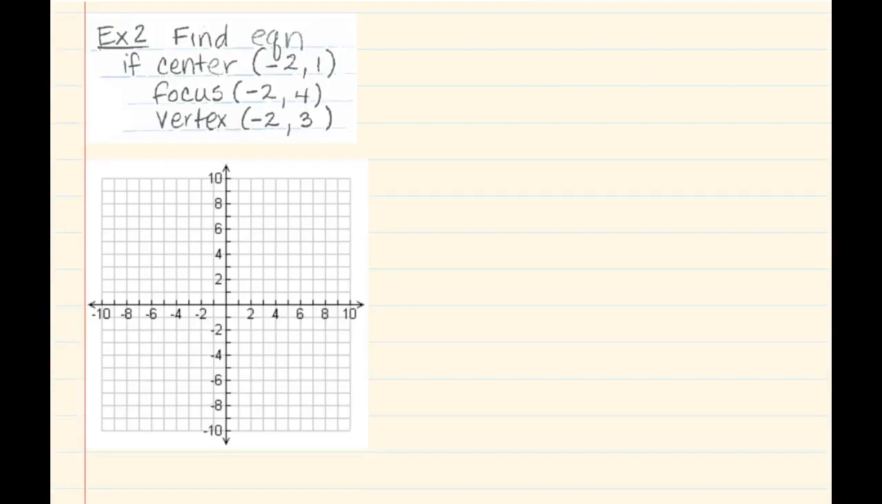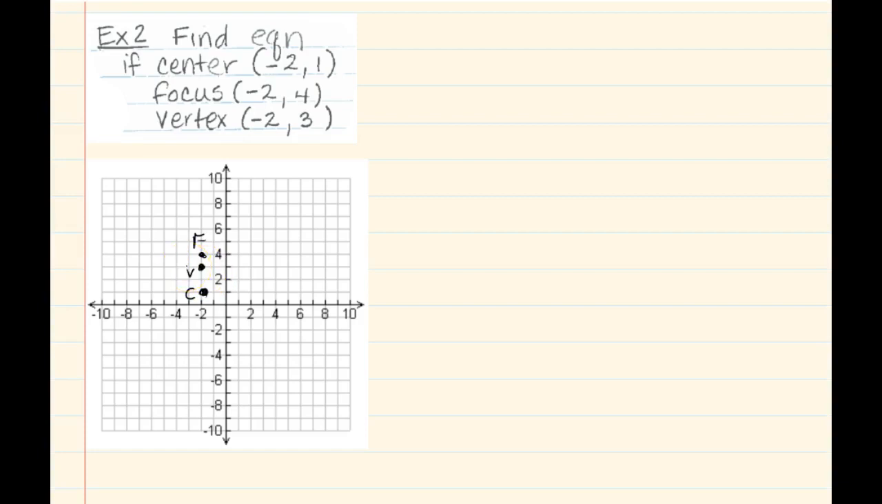For example number 2, we're given information, and our job is to find the equation. We know what the center is, we know what the focus is, and we know what the vertex is. Like we have done in the past, graphing what we know will help us decide which way our graph is going. So let's make sure we do that. We're going to graph our center at (-2, 1). Our focus is at (-2, 4), and our vertex is at (-2, 3).